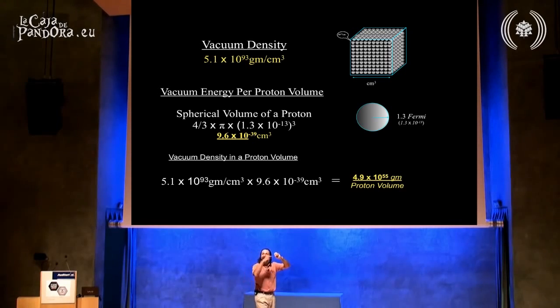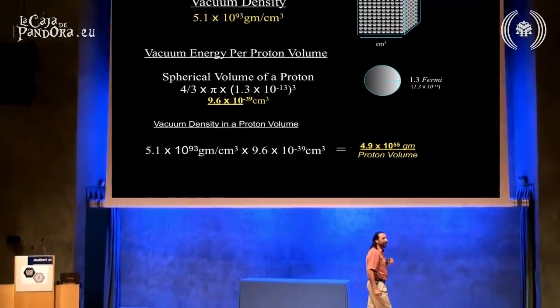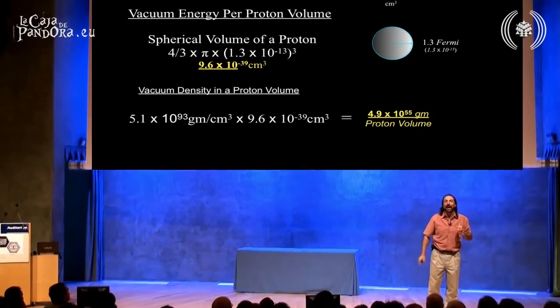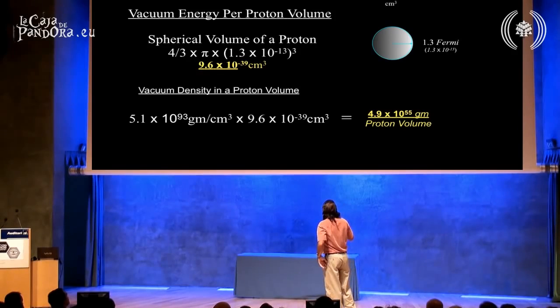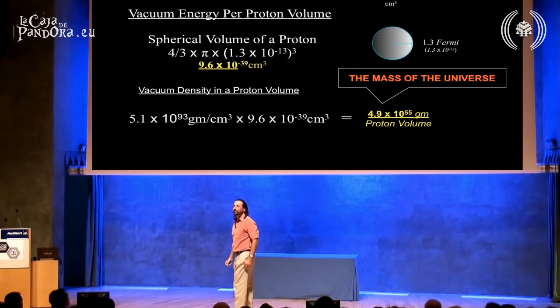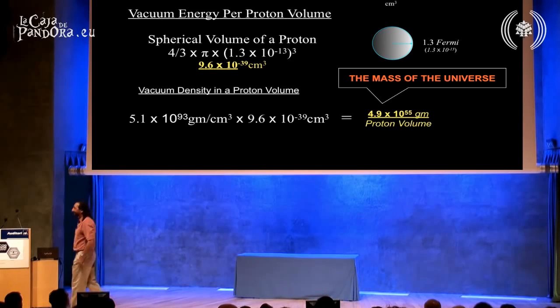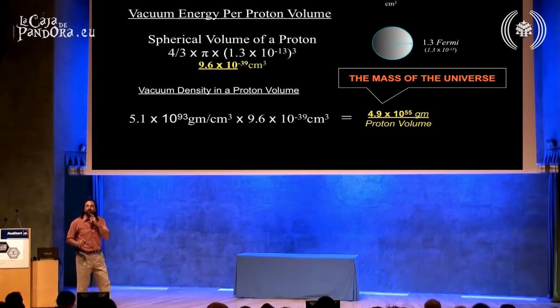That means that there's still 10 to the 55th grams of vacuum oscillation, of information, inside the proton. Why was I not surprised for this number to come out? Because what is that mass? The mass of the universe. Why was I not surprised?